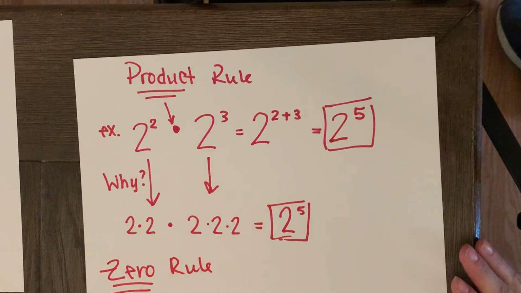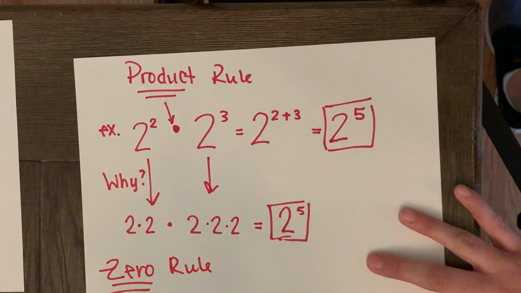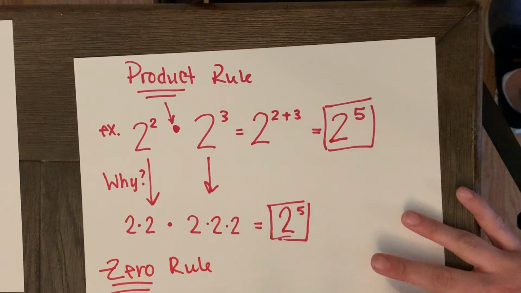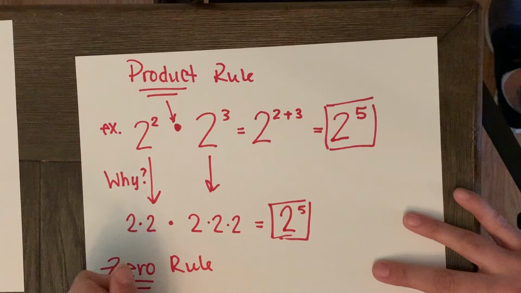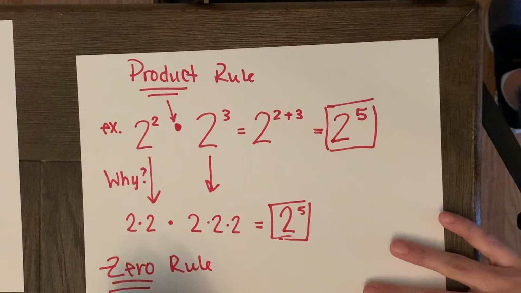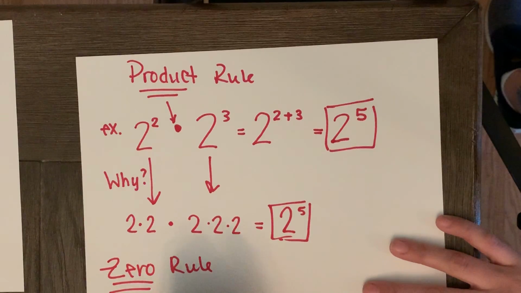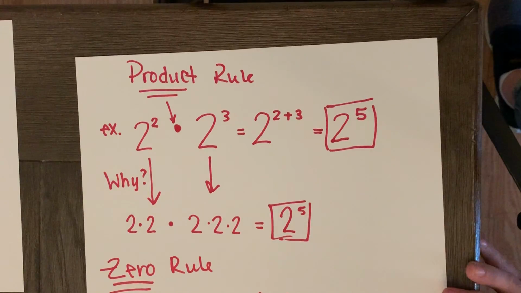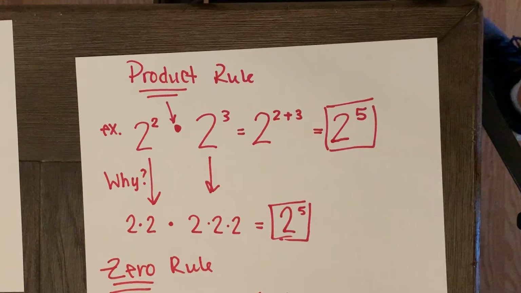Okay, so the zero rule, this one is my favorite because it's so simple, guys. The zero rule states that anything to the zero power is going to equal the same thing. So if I have, let's say, 5 to the 0 power, 5 to the 0 power is 1. If I take 100 to the 0 power, it's going to be 1. If I take x to the 0 power, it's going to be 1. If I take smiley face to the 0 power, it's going to be 1.